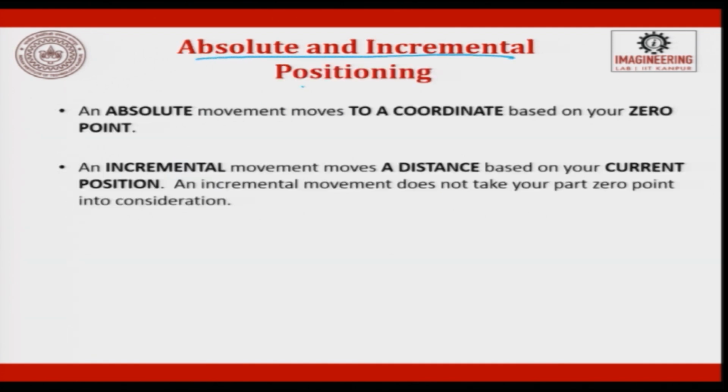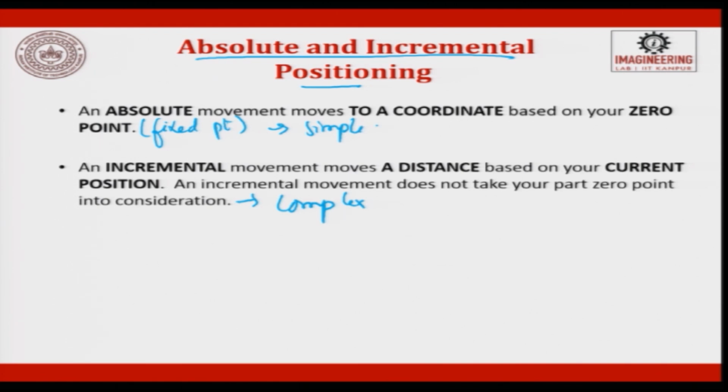The last part is about absolute and incremental position. An absolute movement moves to a coordinate based on your 0 point, a fixed point. An incremental motion moves a distance based on your current position. An incremental movement does not take your part 0 point into consideration. For a complex job, we always go for incremental movement, and for a simple geometry, we always go for absolute.